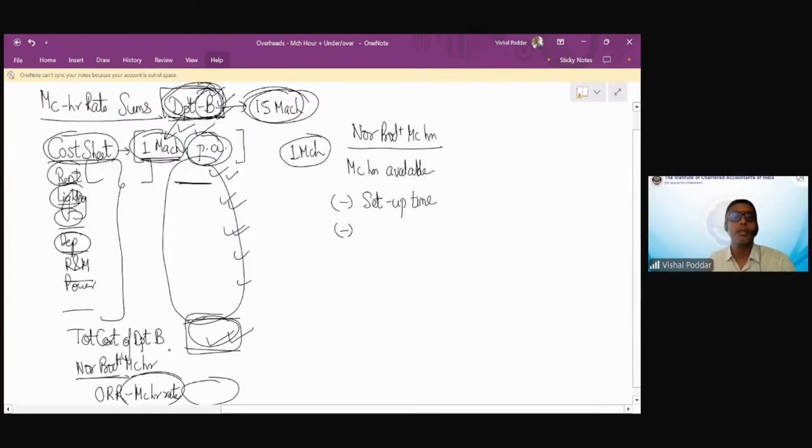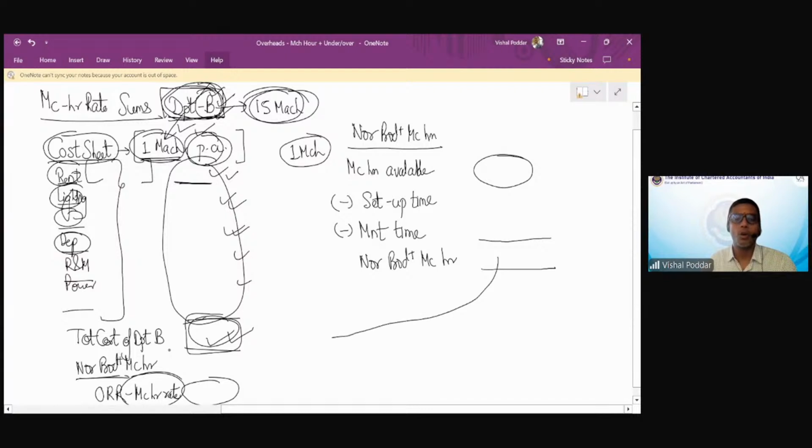Another normal loss is the time lost in the maintenance of the machine. So you need to do periodical maintenance so that the machine is in good condition and always works efficiently. So for that time, you have to keep the machine off for some time so that you can do the general repairs and servicing of the machine. So these are the normal losses relating to the machine. When you deduct it from the total machine hours available, what you get is your normal productive machine hours, which becomes your denominator in the mother formula. So numerator is cost, denominator is this productive hours. And after dividing this, what you get is your OHR.